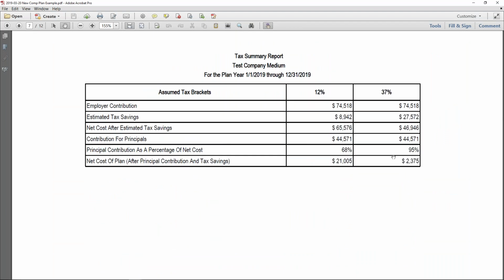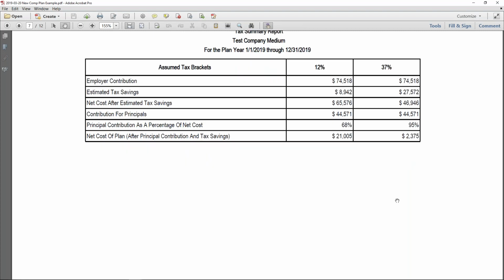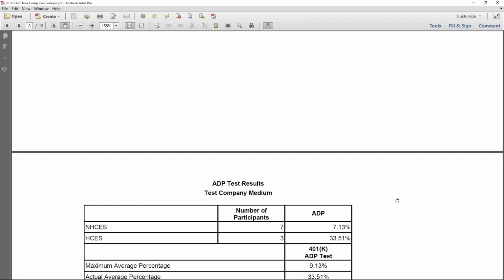Now this number here, the net cost of the plan, a lot of times we can drive negative, especially on cash balance plans, which we're going to talk about in our next meeting. I didn't play around with this for too long. I mean, that's a minimal enough cost, it's a really good plan design. It's very advantageous for the owners.